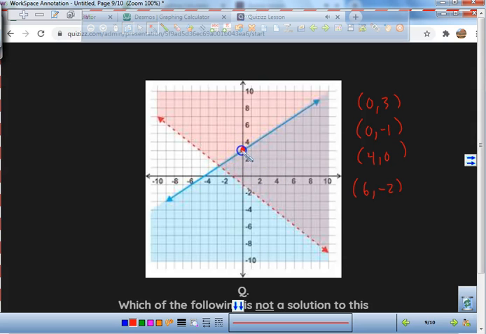Is that a solution? Yes. 0, -1. Is that a solution? No. Why? Because it's on the dotted line. 4, 0. Is that a solution? Yes. 6, -2. Is that a solution? Yes. So these are all solutions.